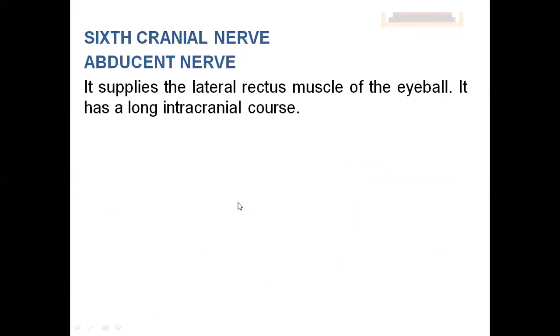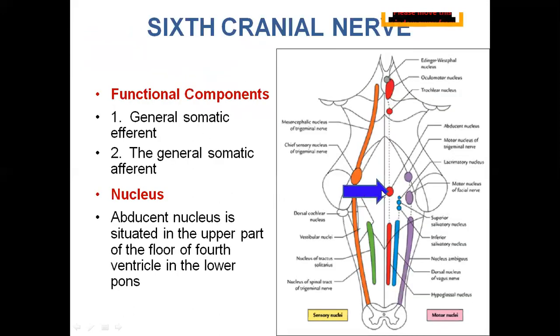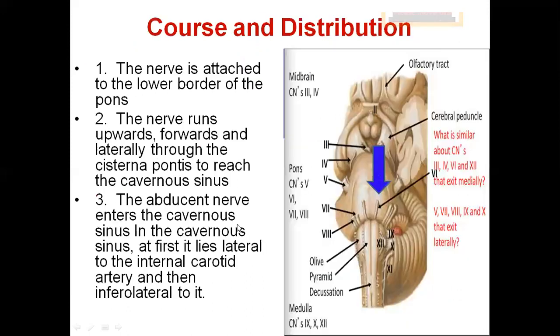Next, coming to the last of these cranial nerves, that is the sixth cranial nerve, the abducent nerve, which supplies the lateral rectus muscle of the eyeball. It has a long intracranial course. Okay, so this is the sixth cranial nerve, which is seen at the level of the pons. So functional components are general somatic efferent and general somatic afferent. The nucleus is situated in the upper part of the fourth ventricle in the lower part of the pons.